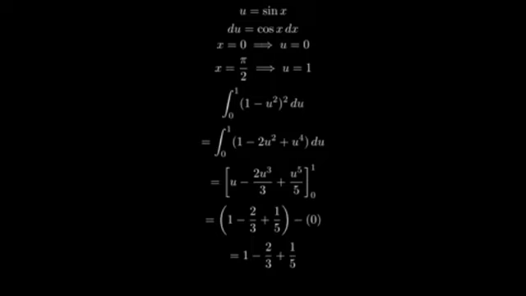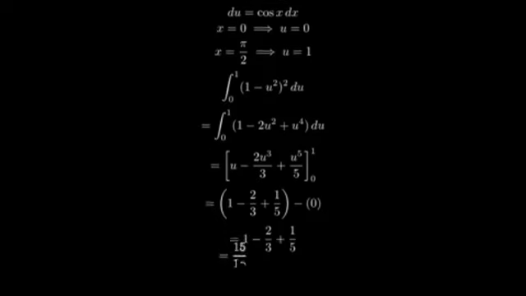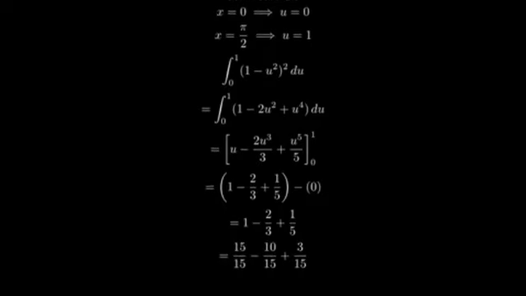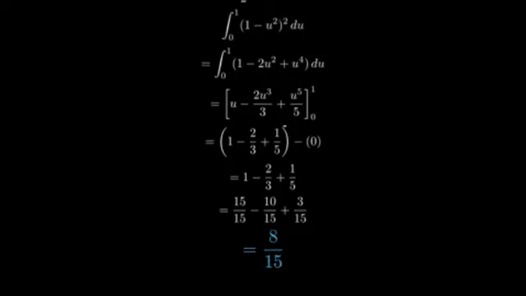To get our final answer, let's find a common denominator of 15. 1 becomes 15/15, negative 2/3 becomes negative 10/15, and 1/5 becomes 3/15. Adding these fractions gives us 8/15, which is our final answer.